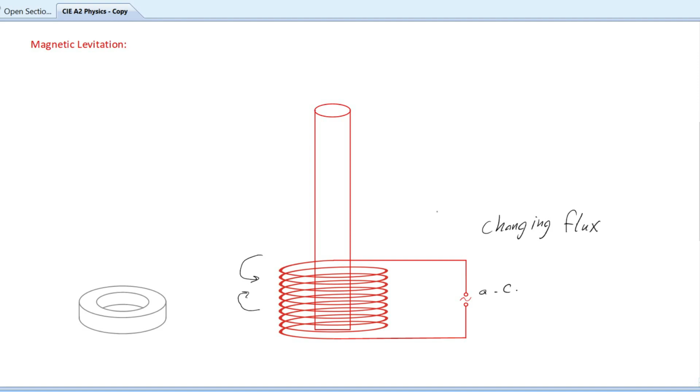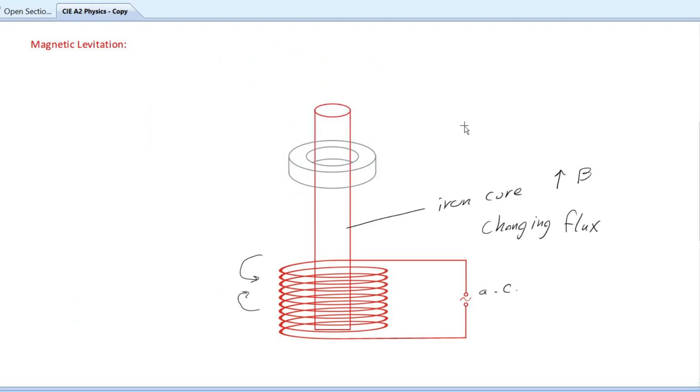Around the coil, and here you have an iron core that increases the flux density. If you try to place a piece of ring or an aluminum ring on top of this coil, what you will experience is this changing flux will induce EMFs with different magnitudes in this ring, so you will have eddy currents.